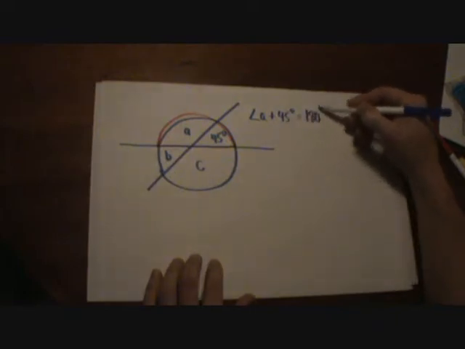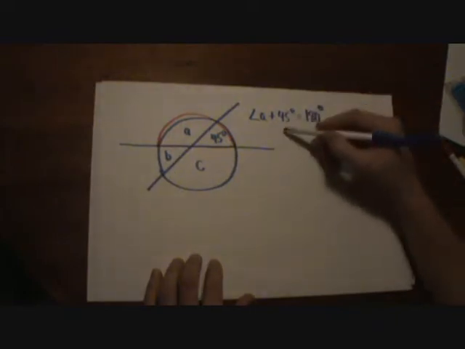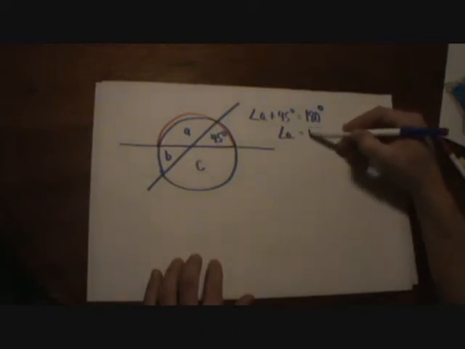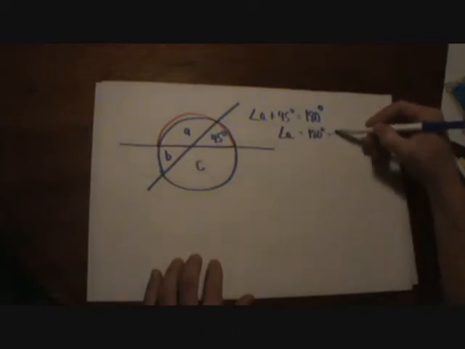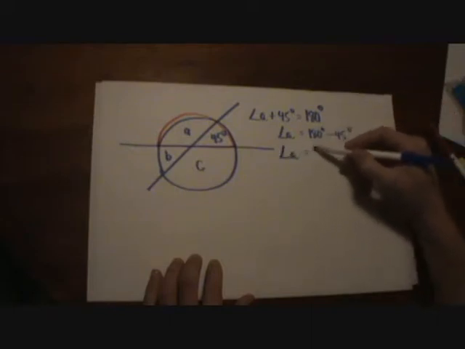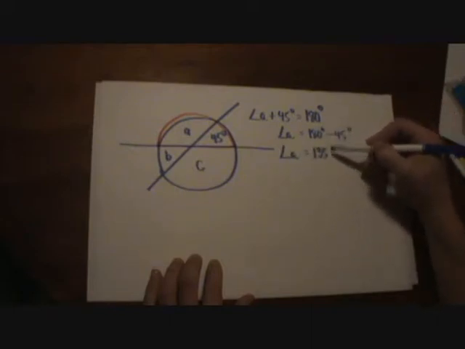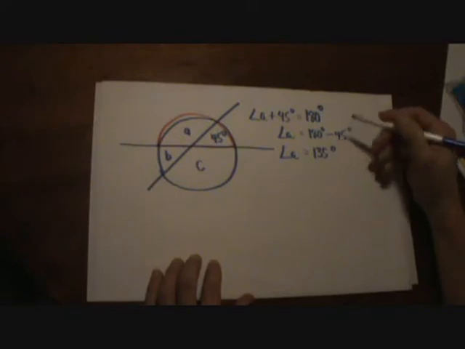So over here I have angle A plus 45 degrees is worth half a circle, which is 180. To figure out what A is worth, all I need to do is take the 45 away from the 180, and that'll end up with 135 degrees. So angle A is worth 135.